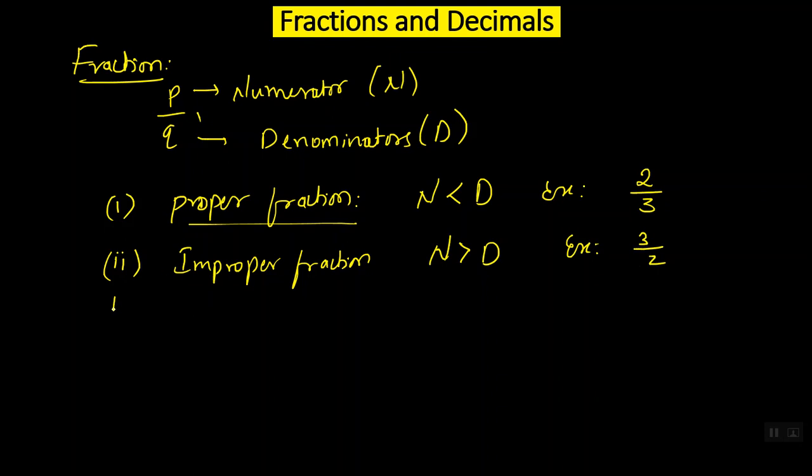And the third type we can say is the mixed fraction. A mixed fraction has a complete number including the fractional part. So I can say 1 2/3. 1 is the complete number, and this is 1 2/3. So this is called the mixed fraction. This can also be written as 1 plus 2/3 when you simplify.